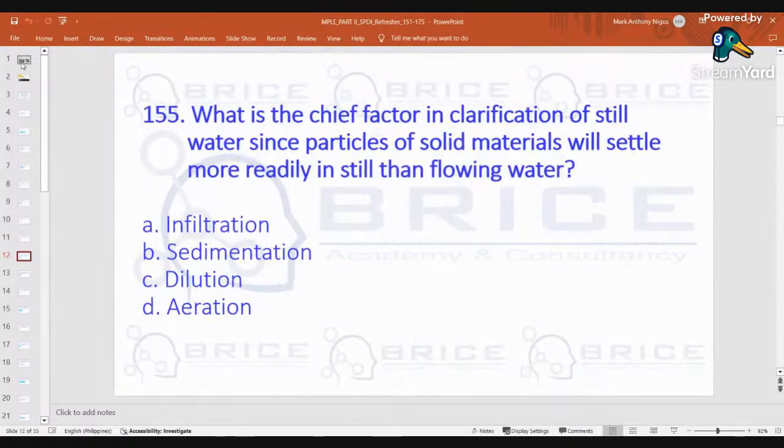155. What is the chief factor in clarification of still water since particles of solid materials will settle more readily in still than flowing water? A. Infiltration. B. Sedimentation. C. Dilution. D. Aeration. The answer is sedimentation.